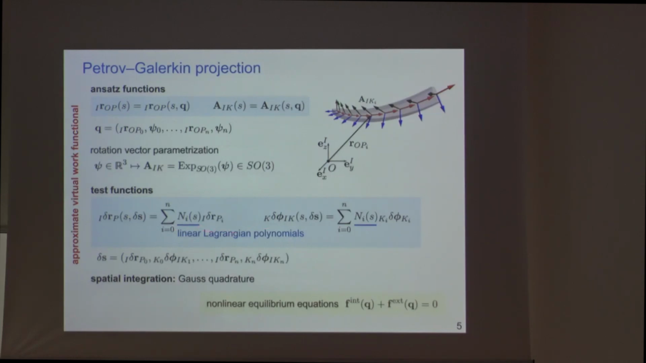The test functions are then used just by linear Lagrangian interpolations. So I will present the two-node element, and the only way to then come up with some test functions is to linearly interpolate those. So we have then the virtual nodal rotations and nodal displacements. And then the integrals are approximated by Gauss quadrature, and when we then insert that into the continuous virtual work form, we end up with the nonlinear equilibrium equations that we can solve with a Newton-Raphson scheme.